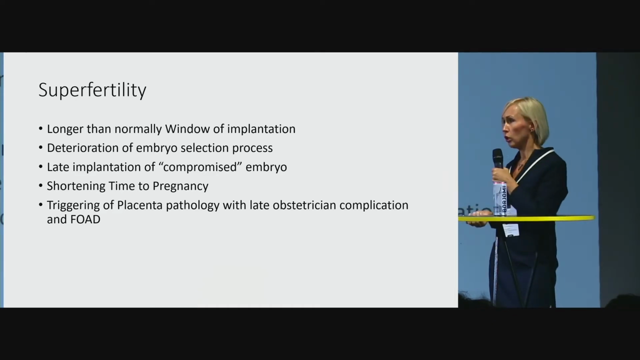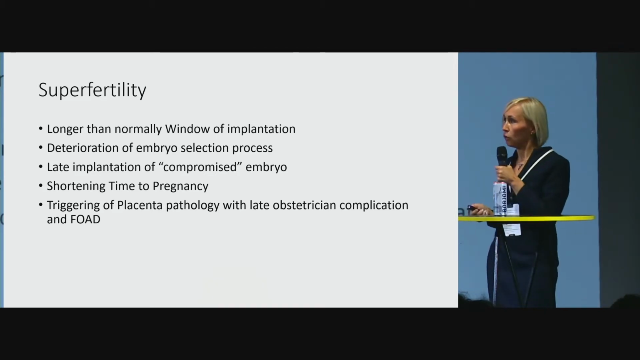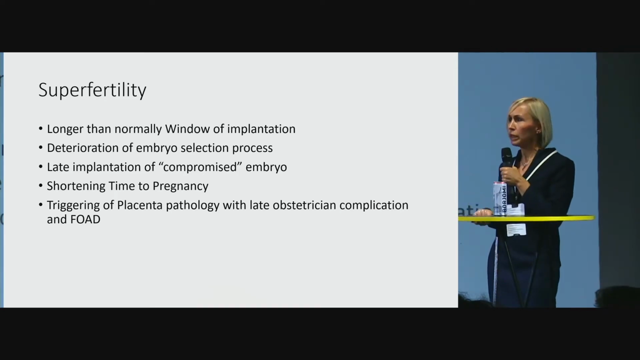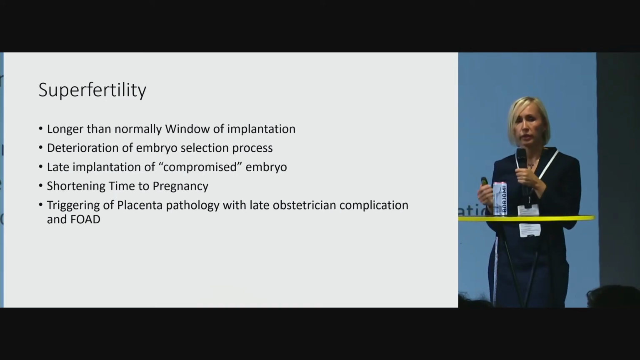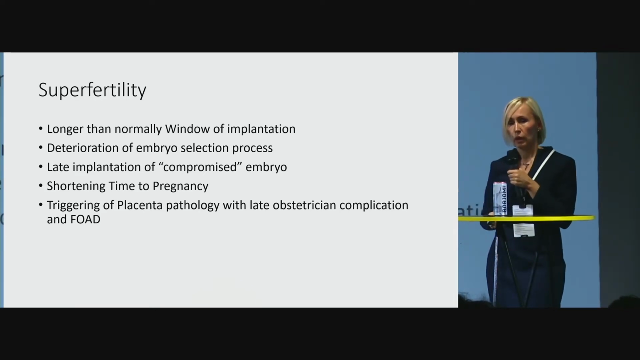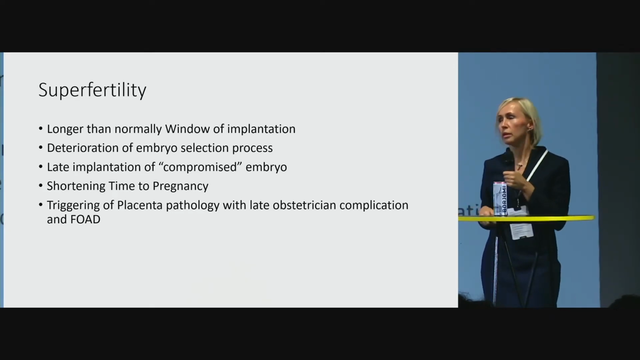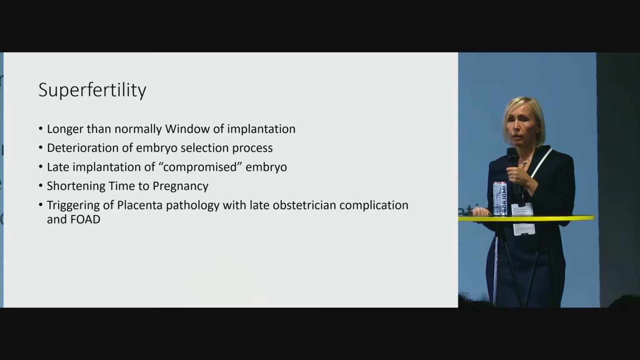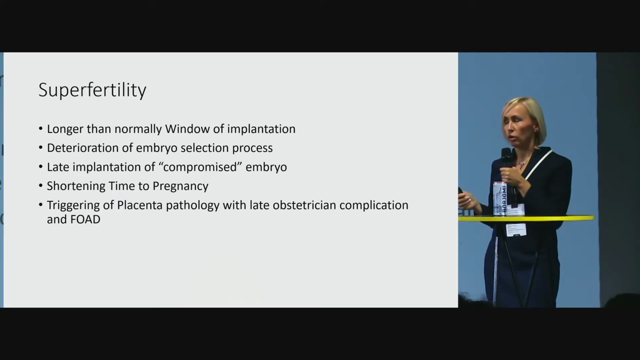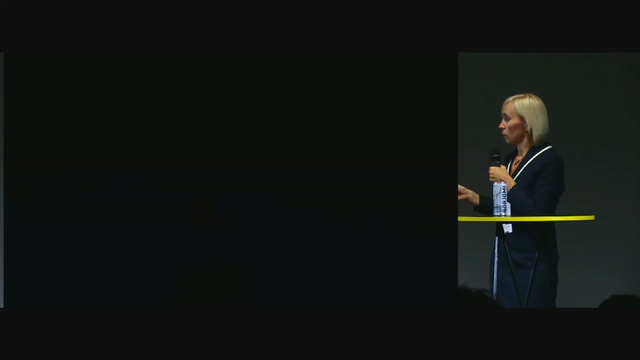And even if an embryo implants in a condition of superfertility, the prolonged window of implantation could be a trigger of placenta pathology with late obstetric complications and so-called fetal origin of adult diseases. This is a very interesting group of diseases, when in adult life, diseases like osteoporosis, some cardiovascular diseases, and diabetes originate not from childhood but from early pregnancy, from the implantation period.